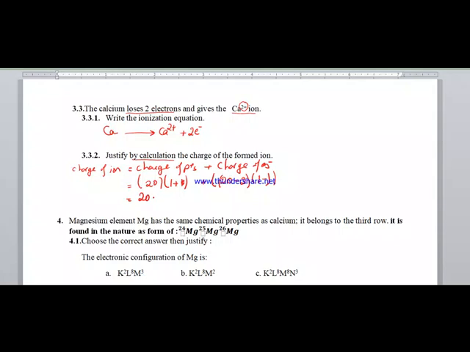We have 20 plus, and we have 18 electrons. 18 multiplied by 1 minus is 18 minus, so the total charge is 2 plus. We prove that the charge of the calcium ion is 2 plus.